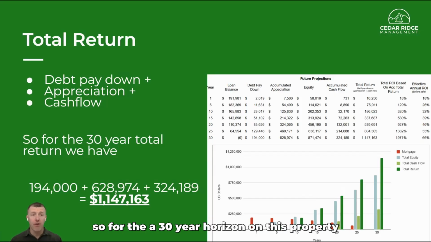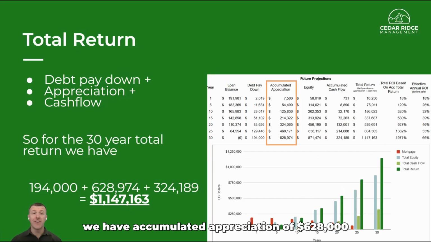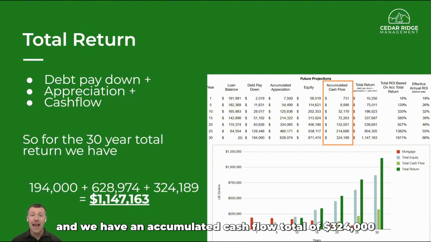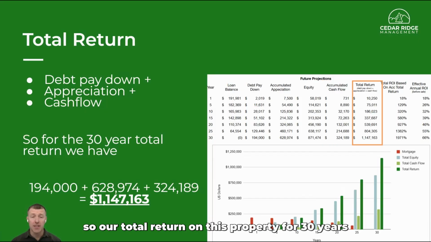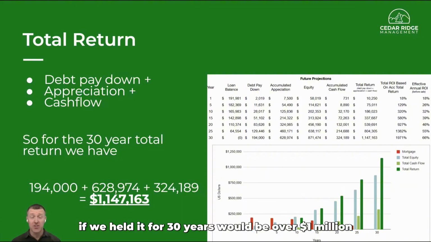So for a 30-year horizon on this property, we have a debt pay down of $194,000. We have accumulated appreciation of $628,000. And we have an accumulated cash flow total of $324,000. So our total return on this property for 30 years is $1,147,163. I'll say that again. The total return for this property, if we held it for 30 years, would be over $1 million.